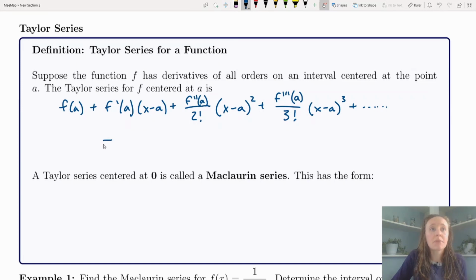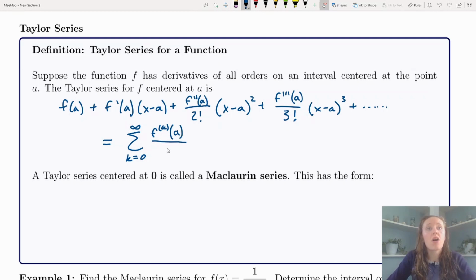Writing that in sigma notation, that's going to be the summation from k equals 0 to infinity of the kth derivative at a all over k factorial times x minus a to the k. That's our Taylor series, the kth derivative at a over k factorial times x minus a to the k, summing all of those terms from 0 to infinity, our Taylor series.